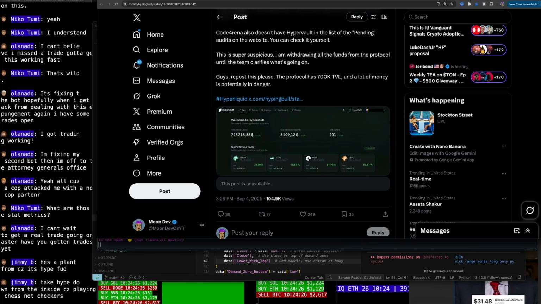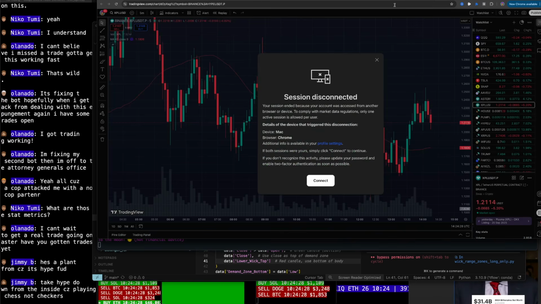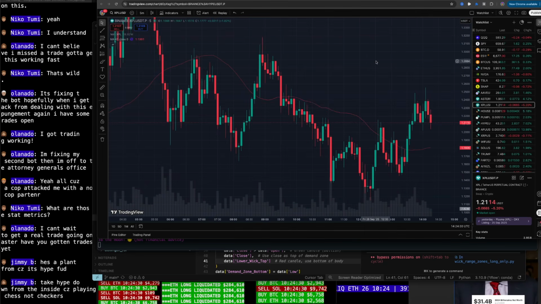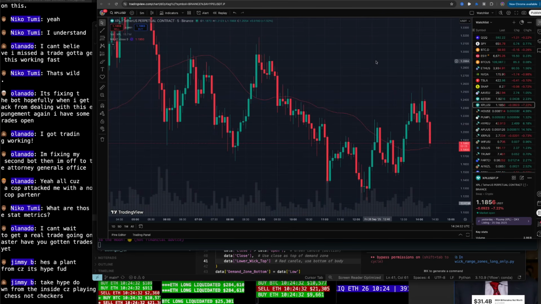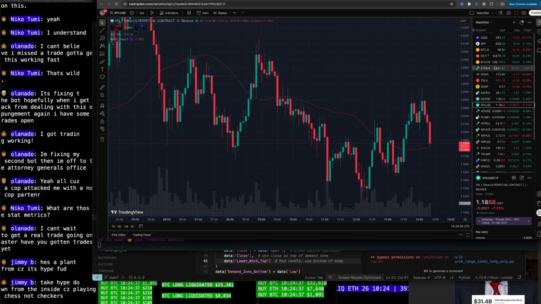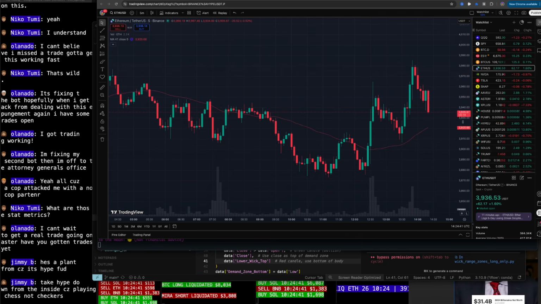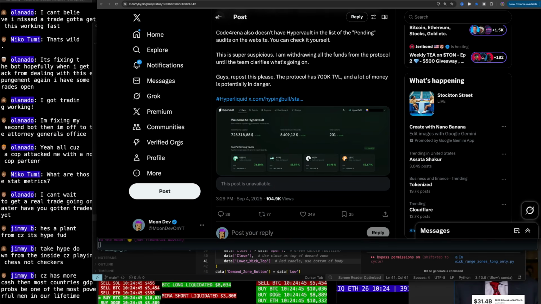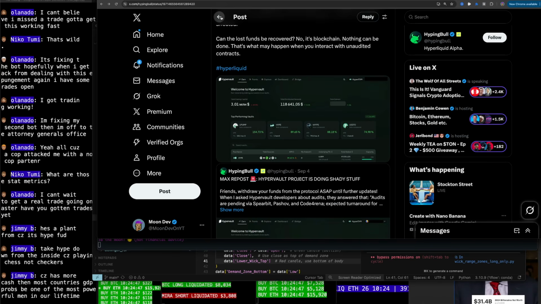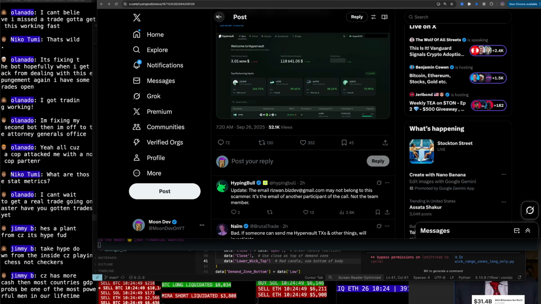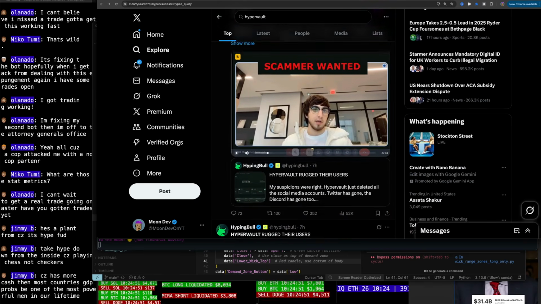Got an ETH long liquidated here. Let's go look at it. XPL. ETH here. Okay. Had a long liquidated here. Hacks are always interesting to look at. See if we can figure out what happened.